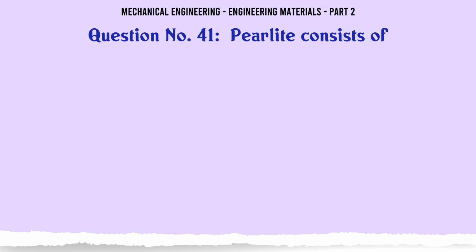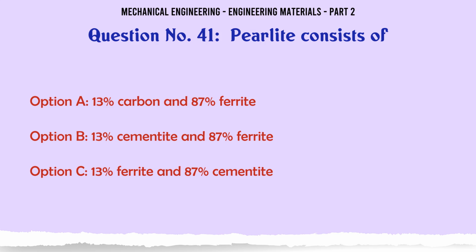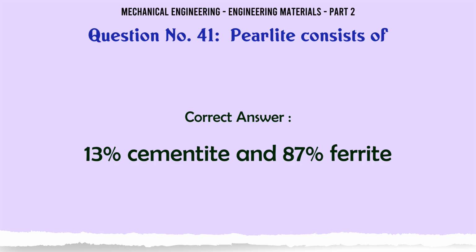Pearlite consists of A. 13% carbon and 87% ferrite. B. 13% cementite and 87% ferrite. C. 13% ferrite and 87% cementite. D. 6.67% carbon and 93.33% iron. The correct answer is 13% cementite and 87% ferrite.